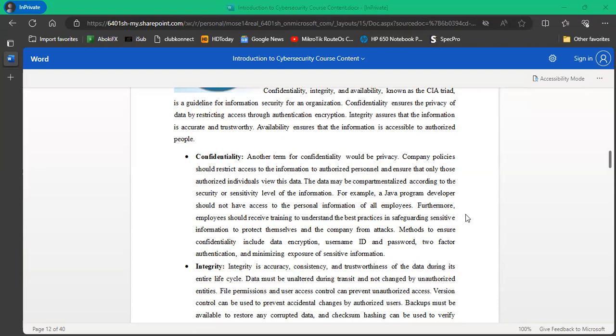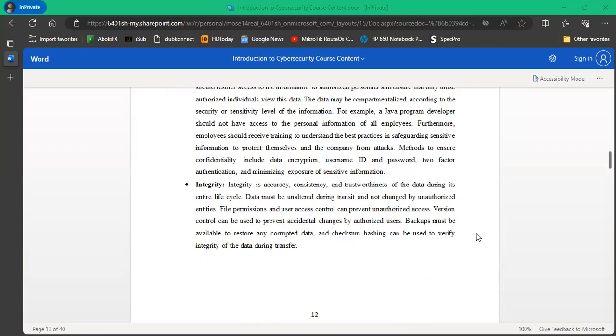An employee should receive training to understand the best practices in safeguarding sensitive information, to protect themselves and the company from attack. And we have methods to ensure confidentiality: data encryption, by encrypting our data or information, making use of username, ID, and password, then two-factor authentication, and minimizing exposure of sensitive information.